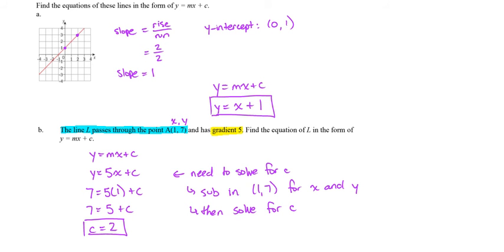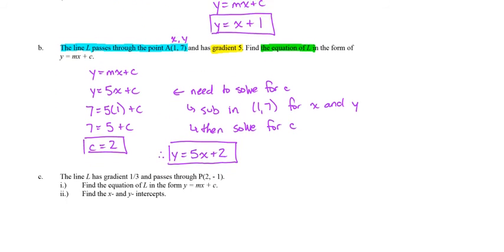But I'm not actually done yet. Remember it said to find the equation of L, so I can't just stop at the y-intercept. I need to say, therefore, the equation is y equals 5x plus 2. So that's the final answer to my question.